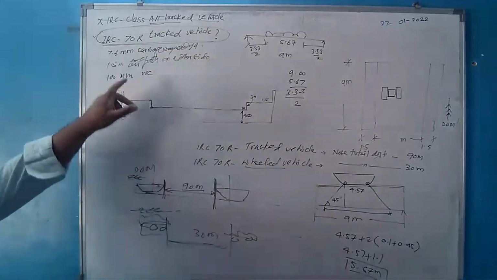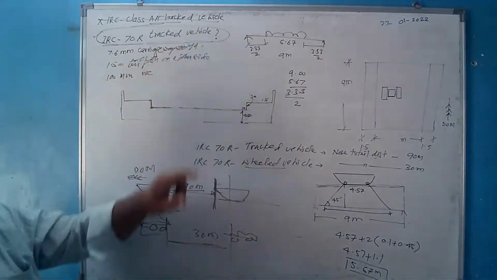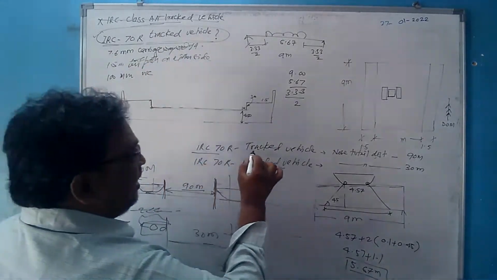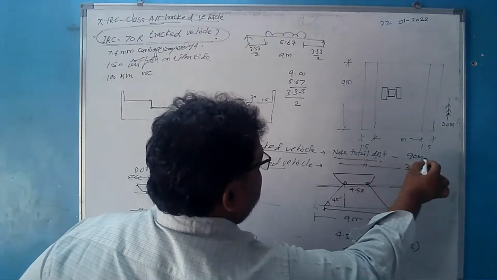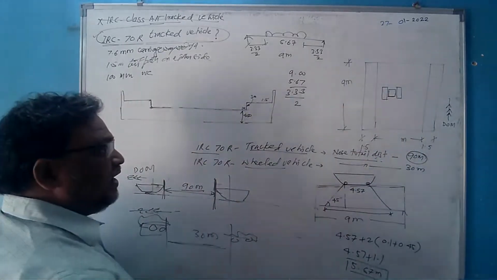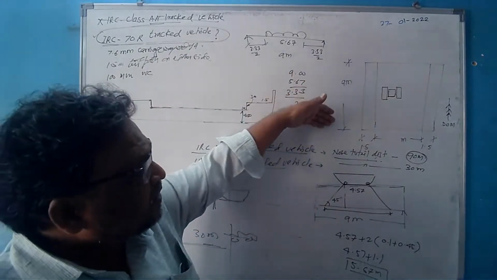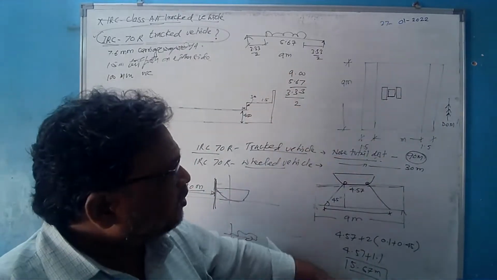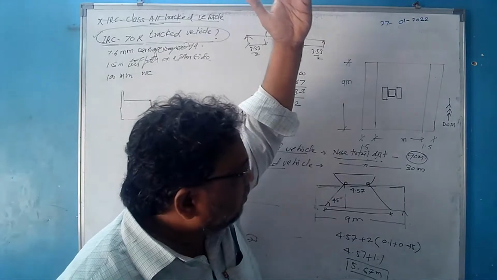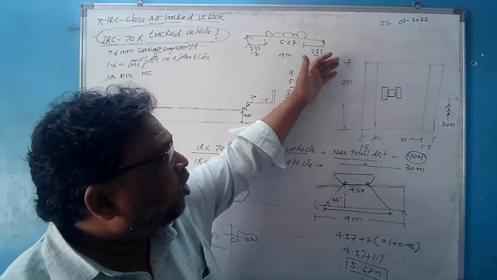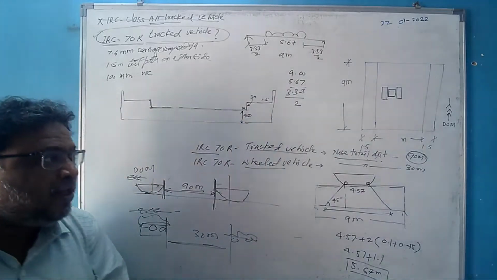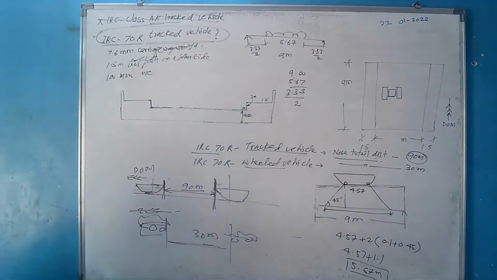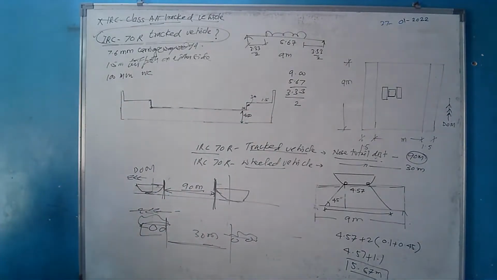What is the case here? IRC 70R tracked vehicle. If it is an IRC 70R tracked vehicle, the nose to tail distance between the two successive vehicles, right, must be minimum 90. And what is the span of this bridge? 9 meter. 90 meter behind this and 90 meter ahead, the other vehicle will be. So there is no scope for any other vehicle behind or ahead of this on the bridge. No other vehicle will be behind or ahead of this on the bridge, because the span is 9 meter.